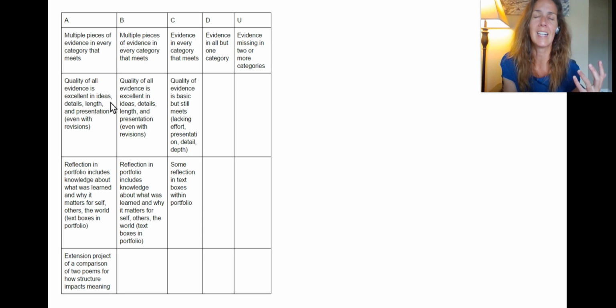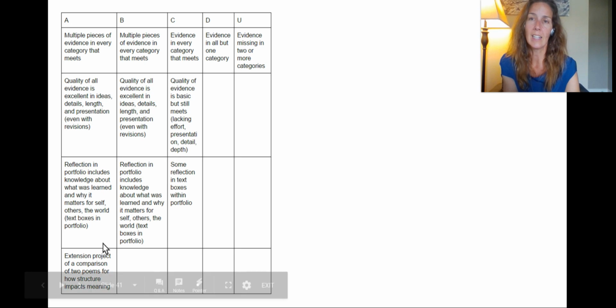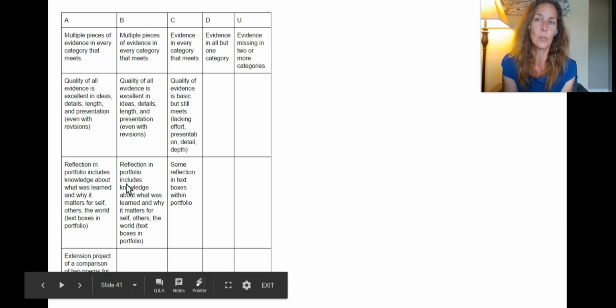But it's sort of the ideas and the length and the details that have grown by the end of the quarter. The quality in D and U is just not there, and you know it, and the students know it too. And then the A and B is also deep reflection. So they can talk about what they know and can do really well. And the A is if there's sort of an extension project.